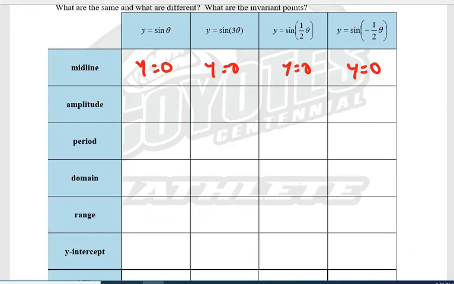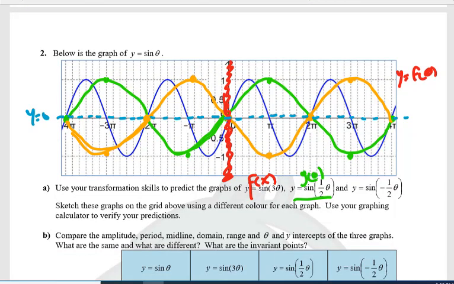Okay, amplitude. What's our amplitude of these? Our amplitude for all of these has not changed. Why hasn't it changed? Well, these all have an amplitude of 1. The distance between your minimum in the midline, and the maximum in the midline, those distances are always just 1.